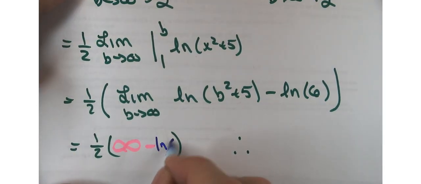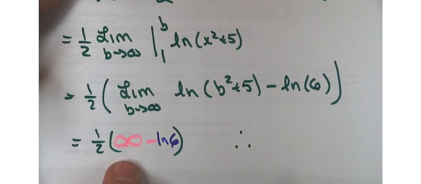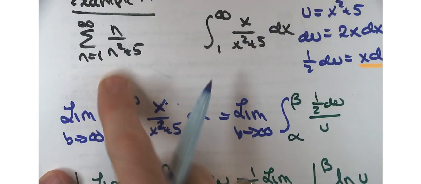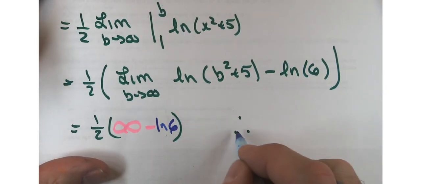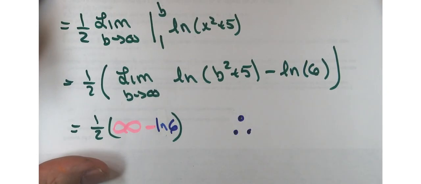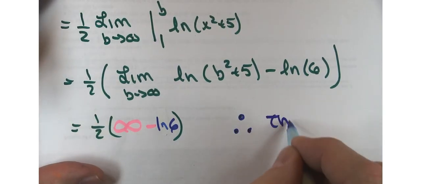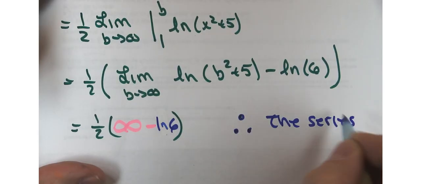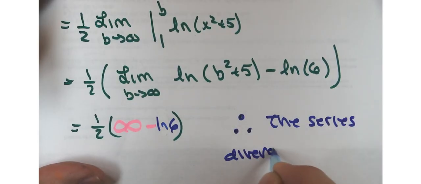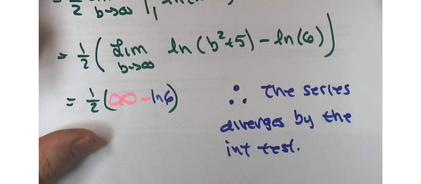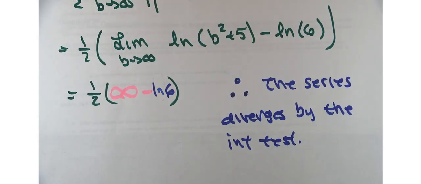If you're getting infinity as part of your limit, what's going on with the summation then? Yeah, therefore, have you guys seen this triple of dots before? Therefore. So therefore, the series diverges by the integral test. Nice.